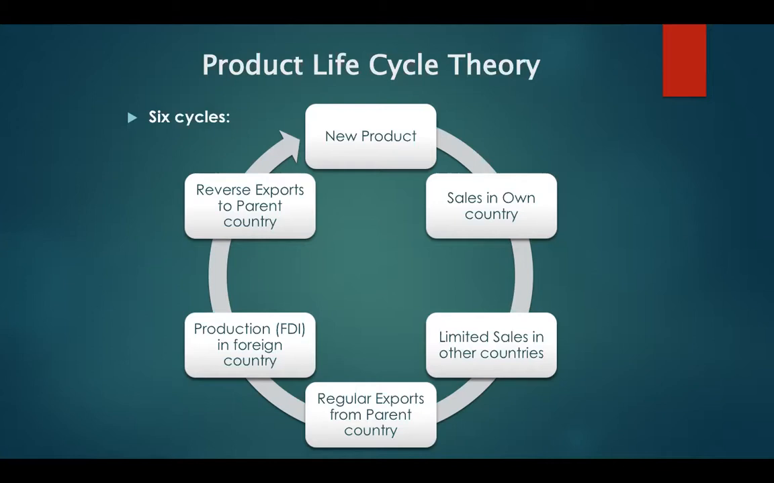What we talk about is that most companies go through at least four cycles. Suppose a company is doing only export, then only four cycles. And if a company is also doing production, that is foreign direct investment in a foreign country, then five cycles. But if a company is also importing items from a foreign country where it produces, and importing to their own country, then that company will have six cycles, like what is shown here. As for companies with the six product life cycles, I have already talked about some examples: Apple, Canon. Canon is importing cameras from China to Japan.